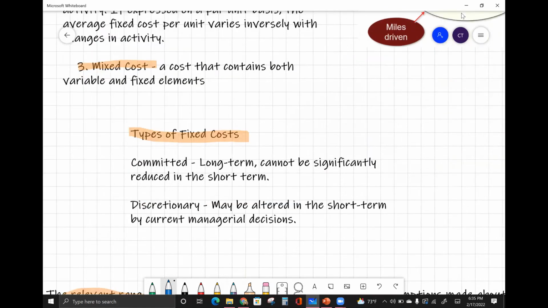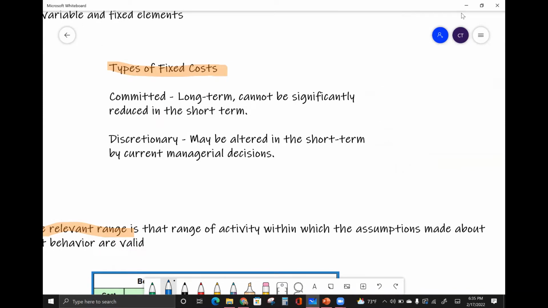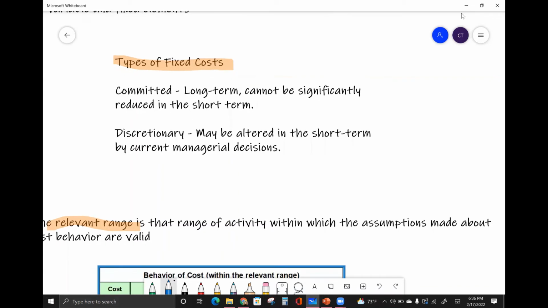All right, so let's look at fixed cost. We have committed, which means it's something long-term that can't be reduced in the short term. Think about the lease on a plant. We have a 10-year lease. That price is set and the contract is good for 10 years, so we can't break that contract in the short term. Then you have discretionary, which can be altered in the short term by making a managerial decision. So something going into a fixed cost potentially could be changed, and that can be done very easily.